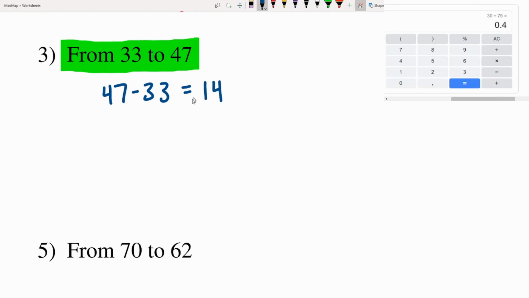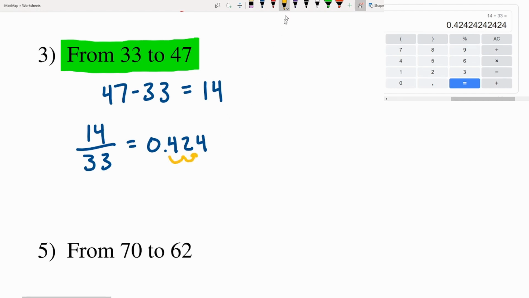So I'll take that change, because 14 is our change, and divide it by the original 33. 14 divided by 33, going back to our calculator, is 0.424. So I'll put 0.424, and then I'm going to round to the nearest thousandth when I'm doing the decimal, because when multiplying by 100, that would be the same as rounding to the nearest tenth for a percent. So moving that decimal place over twice, we'll get 42.4%, and this was what? An increase.